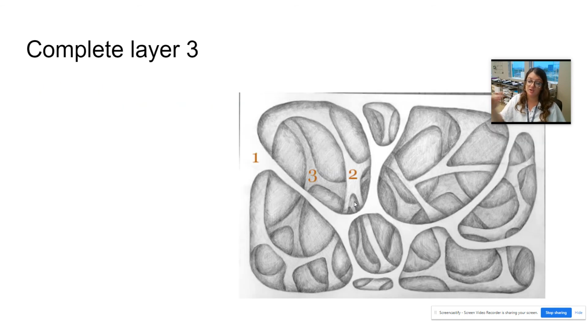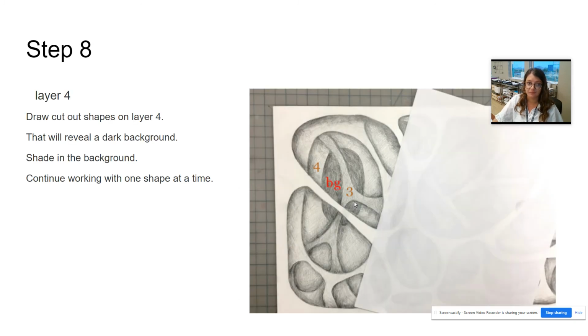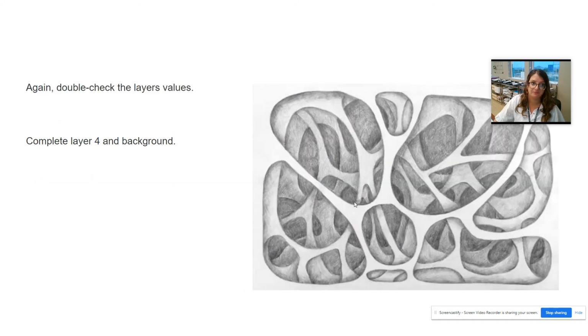All right, then you just complete layer 3, check out the value, make sure it looks nice. And then you're going to go on to layer 4. So you want to draw your cutout shapes on layer 4, and then reveal that dark background and shade in the background, and then continue working one shape at a time. If you do all the shapes at a time per layer, sometimes it gets a little bit confusing, so just go one shape at a time.